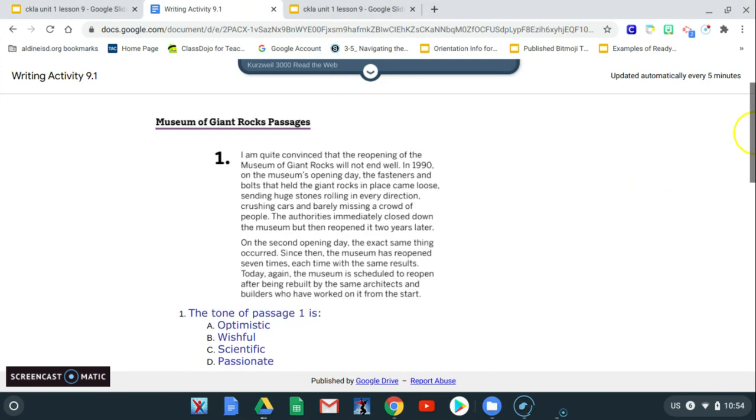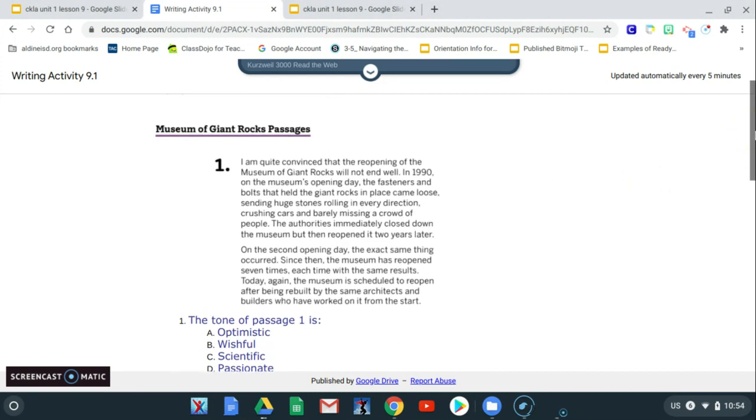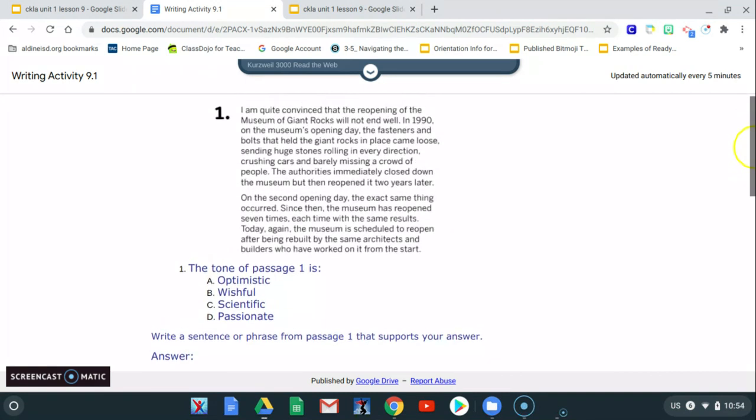So again, you're going to read the passages that we just discussed in our lesson, and then you're going to identify the tone that you received from the passage. For example, the tone of passage one is what? Is it optimistic, wishful, scientific, passionate? Whatever you feel that tone is, you're going to highlight that answer. So if you think it's wishful, you're going to highlight B. If you think it's scientific, you're going to highlight C.